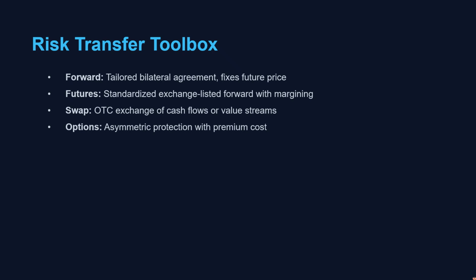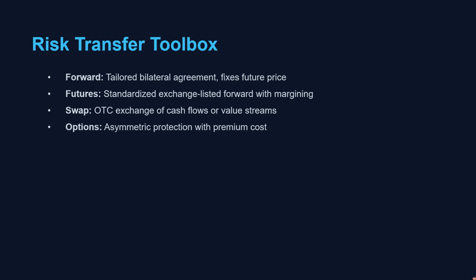Now let's review the basic derivative tools. A forward contract is a customized bilateral agreement to transact at a future date at a pre-agreed price. It is flexible but exposes the parties to bilateral counterparty risk. We will discuss these concepts later in other videos. A futures contract, on the other hand, is a standardized exchange-traded forward-like instrument with daily margining. It offers greater liquidity and lower bilateral credit exposure, but less customization.